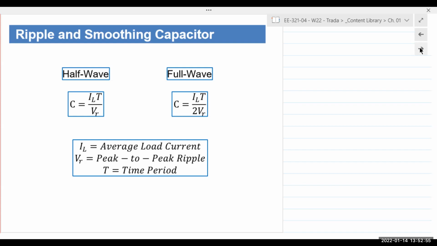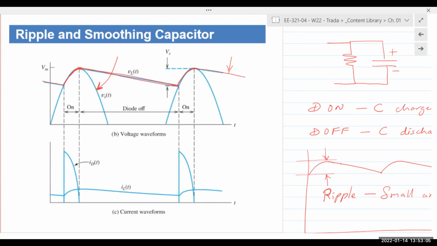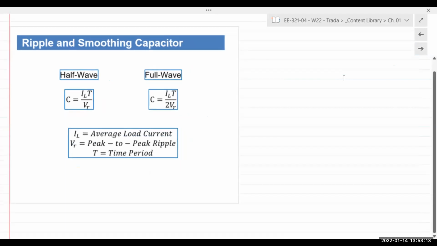Now, this, as I said, was a ripple. The capacitor we connect at the output to smooth out the waveform, and hence it is known as a smoothing capacitor. So just a smoothing capacitor. So we have the ripple, and then we have the smoothing capacitor.